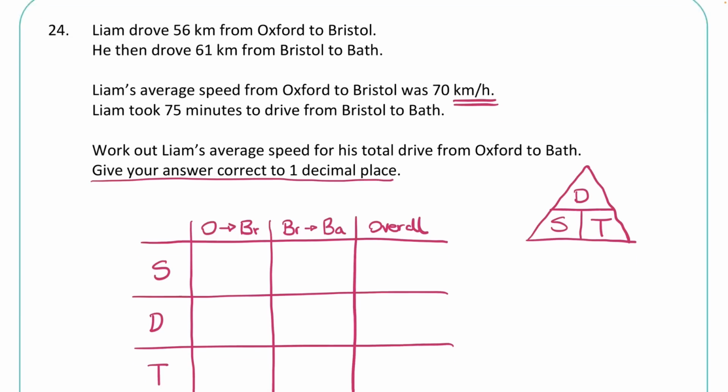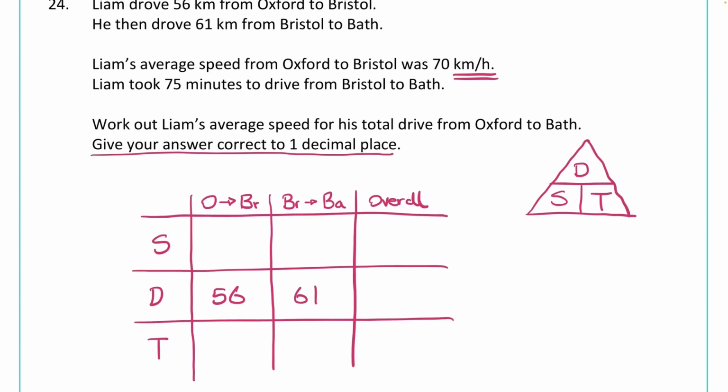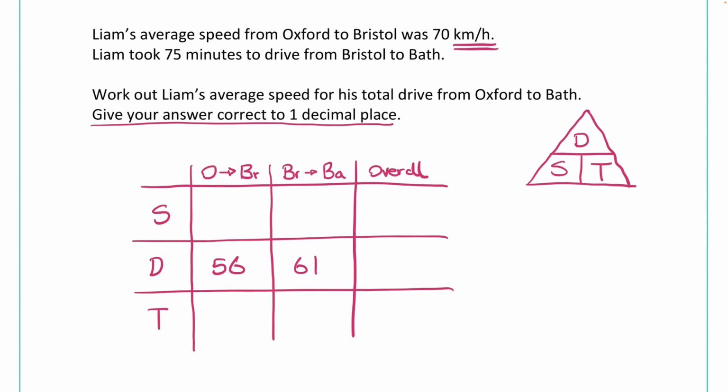So we have the distance from Oxford to Bristol, 56 kilometres, and we then have 61 kilometres from Bristol to Bath. It says Liam's average speed from Oxford to Bristol was 70 kilometres per hour, and Liam took 75 minutes to drive from Bristol to Bath. So I'm going to write 75 mins, specifying there that it's minutes because we obviously are dealing in kilometres per hour here, so we're going to need that in hours. So it says work out Liam's average speed for his total drive from Oxford to Bath, which is this overall speed just here.